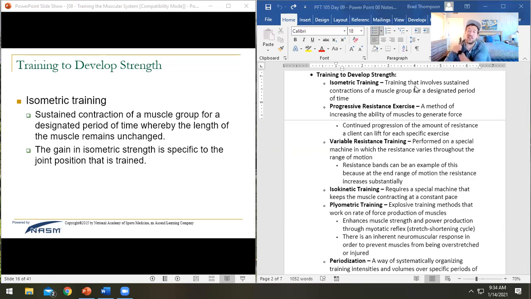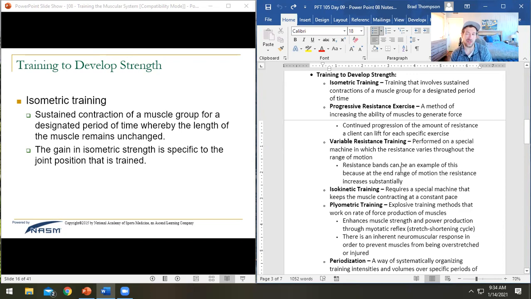So let's look at the idea of isometric training, right? Isometric training, I'm sure you all did it when you were playing sports. Your coach makes you do wall sits, that's a great example of isometric training. When you're doing planks, that's isometric training. So this is training that involves sustained contractions of a particular muscle over a specific period of time.